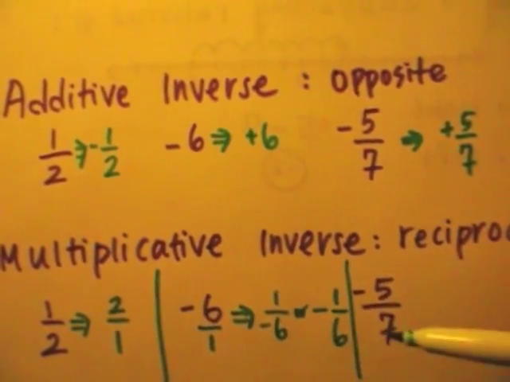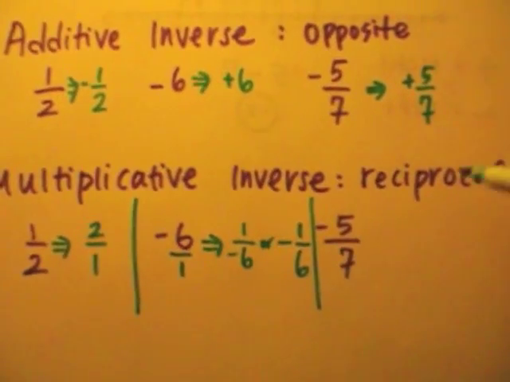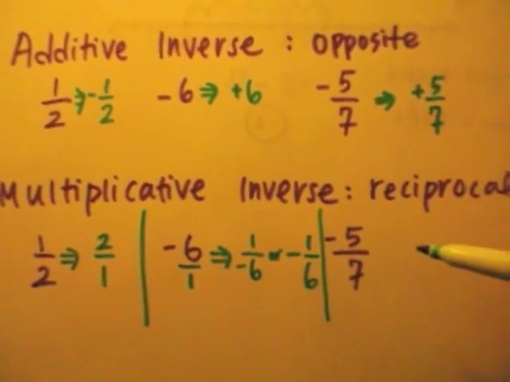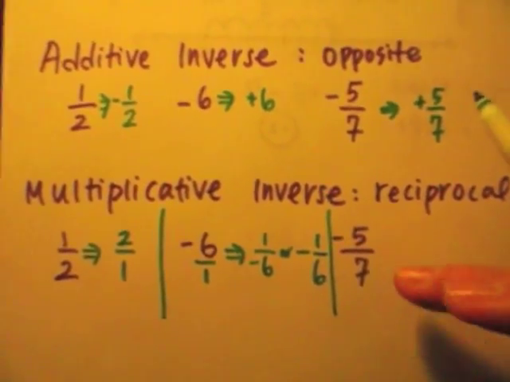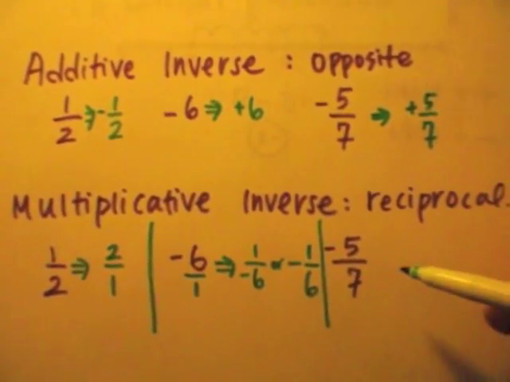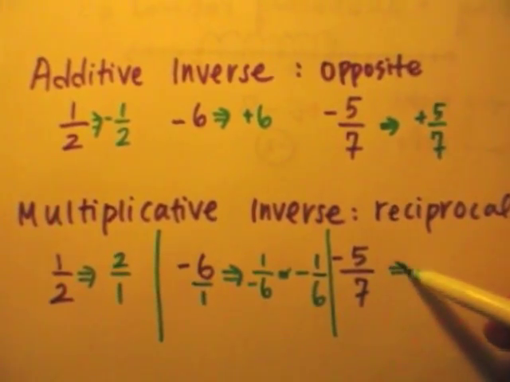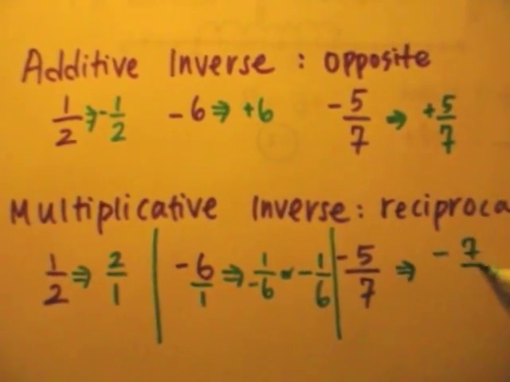So it's getting a little bit crowded here. Sorry about that. And last but not least, I have a negative 5 over 7. So I'm going to take the numerator and the denominator and then just switch them. So the multiplicative inverse of negative 5 over 7 is negative 7 over 5.